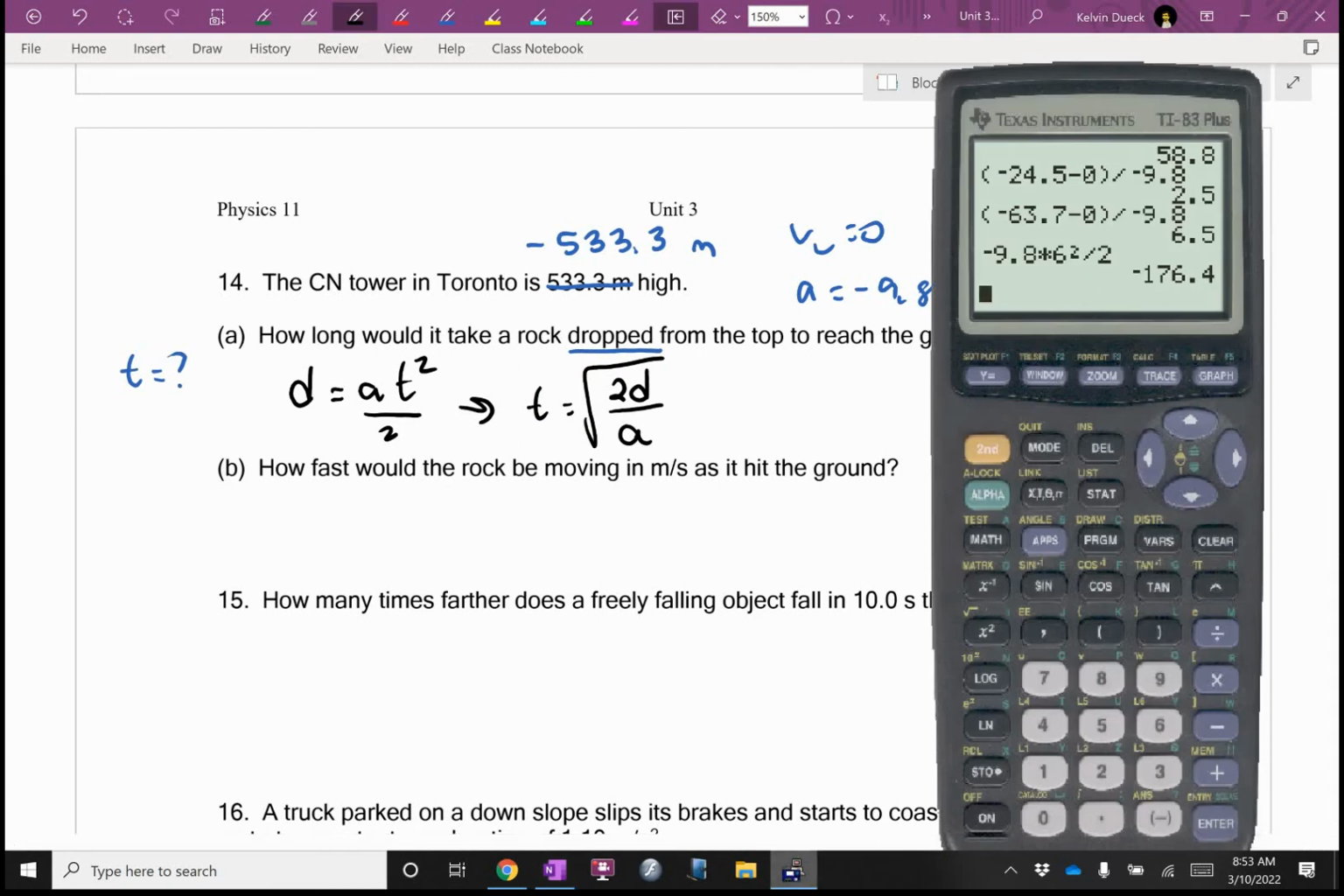Now, the nice thing about this is, suppose you missed that D was negative. You would go like this: 2 times 533.3 divided by negative 9.8. When you try taking the square root of that, you get an error. That usually means you've probably subtly missed a negative somewhere. Go hunting. I like that the universe is tapping you on the shoulder.